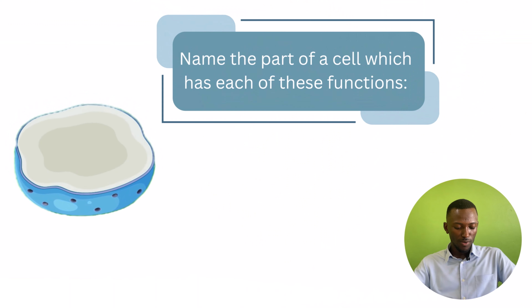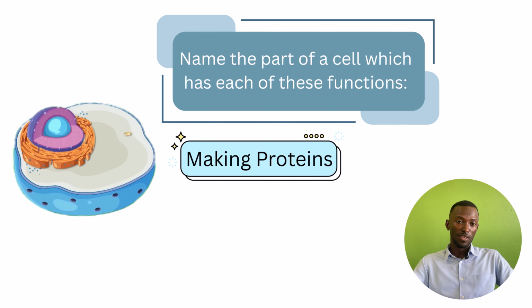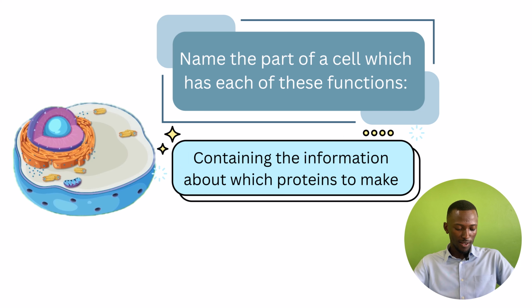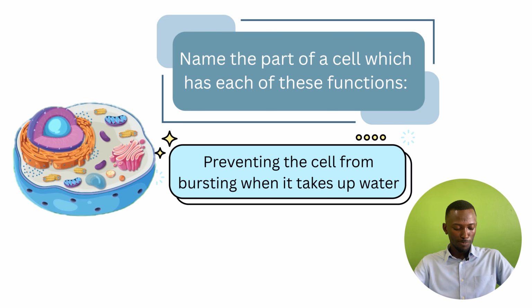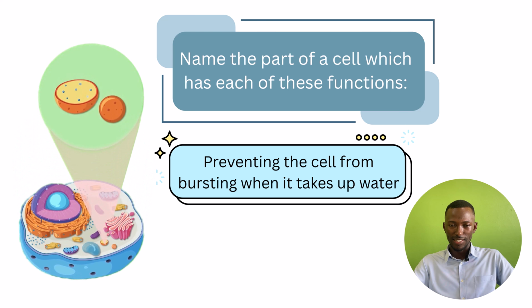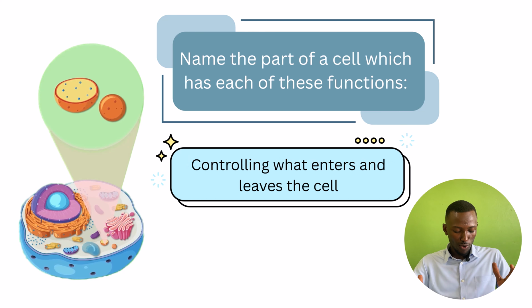Well, here's a question for you. Name the part of the cell which has each of these functions. You can write that in the comment section. The first one, which part of the cell is responsible for making proteins? Which part of the cell contains information about which protein to make? Which part of the cell is responsible for photosynthesis? And which part of the cell prevents the cell from bursting when it takes up too much water? Also, which part of the cell stores a solution of sugar and other solids? And which part of the cell controls what enters and leaves the cell?